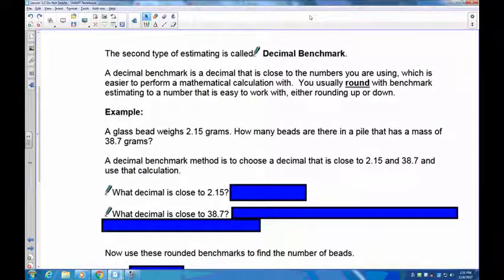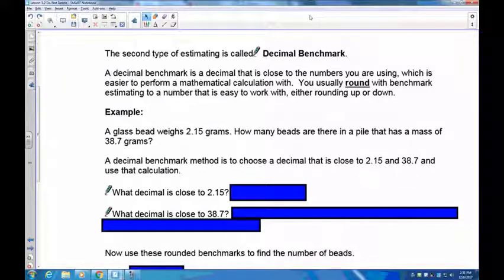estimating. So the next one we're going to talk about is called decimal benchmarks. Now, a decimal benchmark is a decimal that is close to the numbers you're using, and makes it easier to perform the mathematical calculation. You usually round with benchmark estimates to a number that's easy to work with. You can either round up or you can round down.